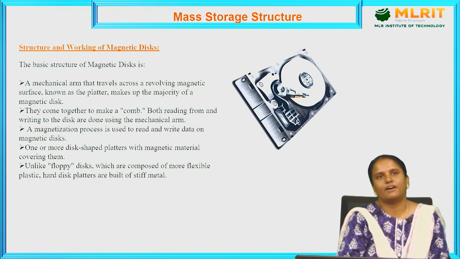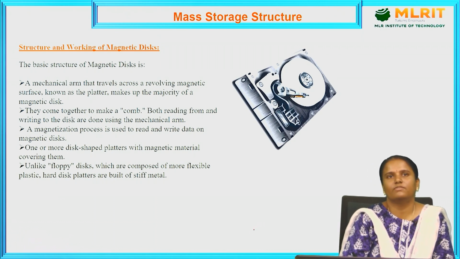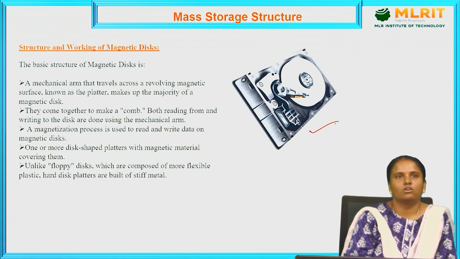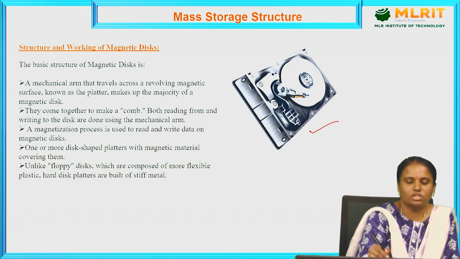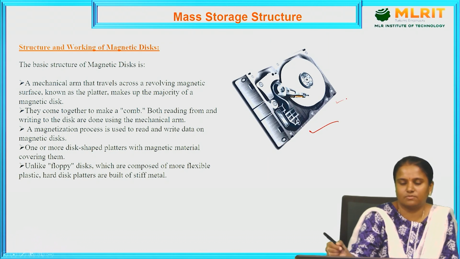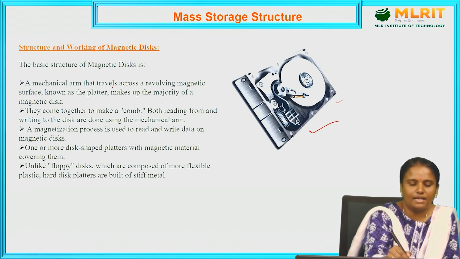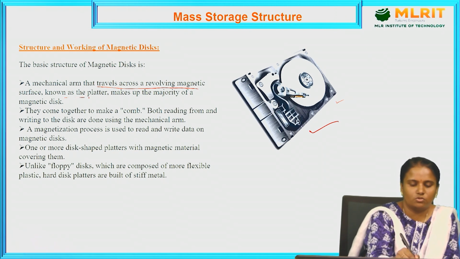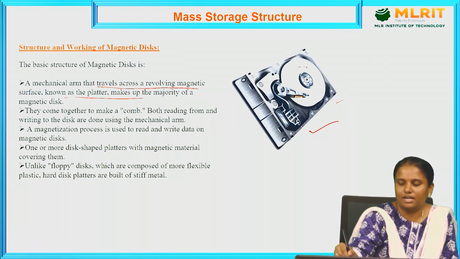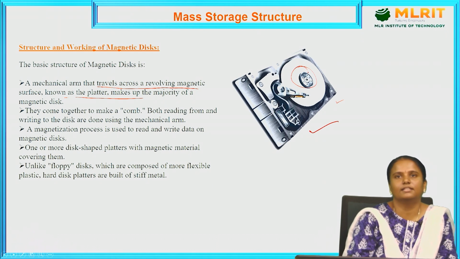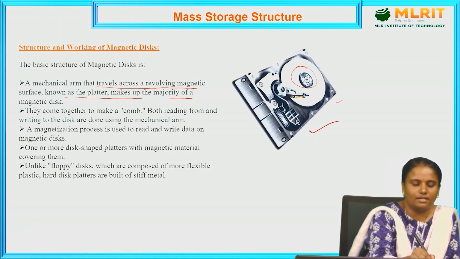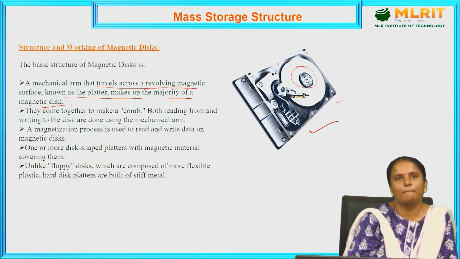So what is the function or working of the magnetic disk? This is the structure of a magnetic disk. Let us see how it works. The basic structure of a magnetic disk is a mechanical arm that travels across a revolving magnetic surface known as the platter. Whatever rotates one after the other is the platter, which makes up the majority of a magnetic disk.